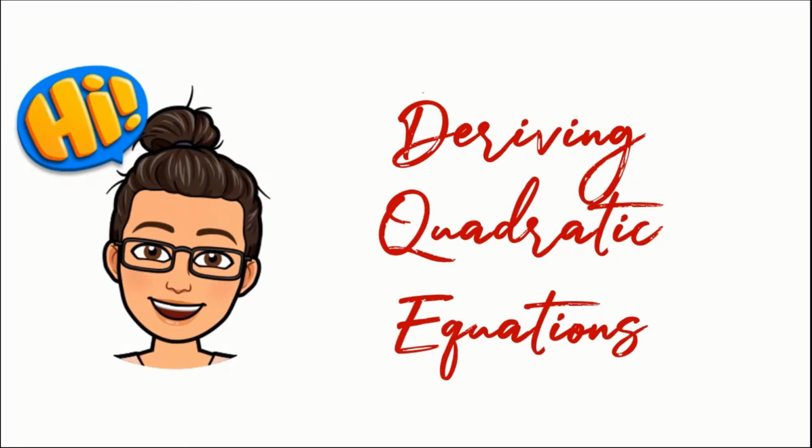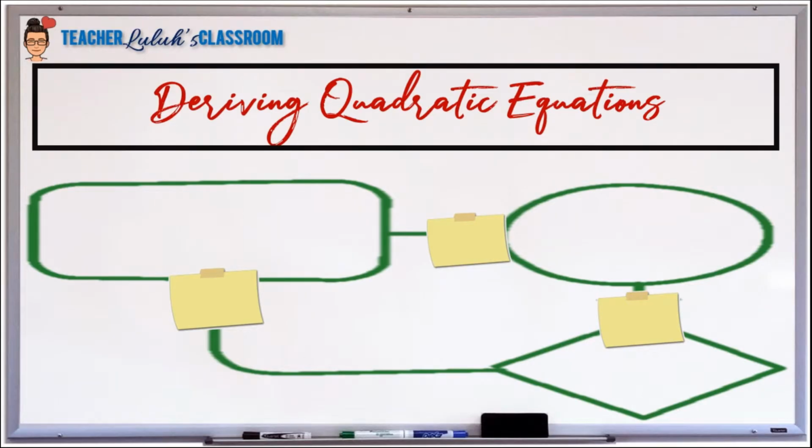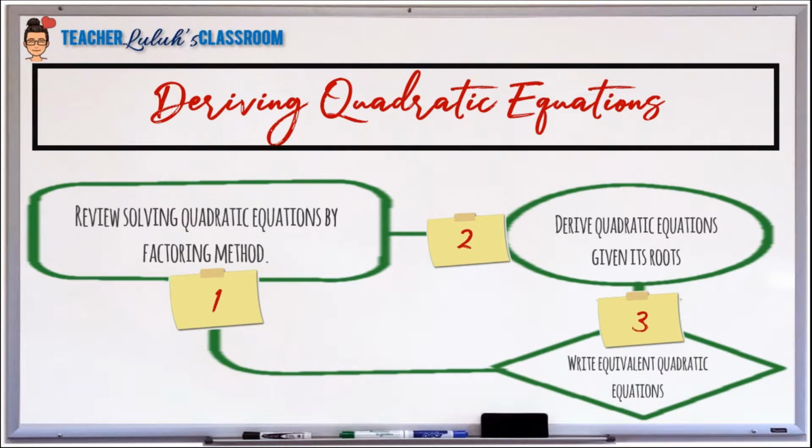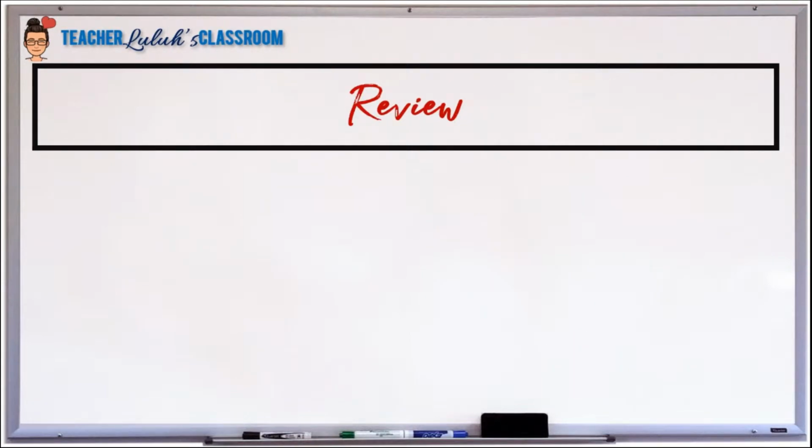So let us take a look at our targets first. Number 1, review solving quadratic equations by factoring method. Number 2, derive quadratic equations given its roots. And write equivalent quadratic equations. So are you ready? Then let's begin. Let us start with a simple review.